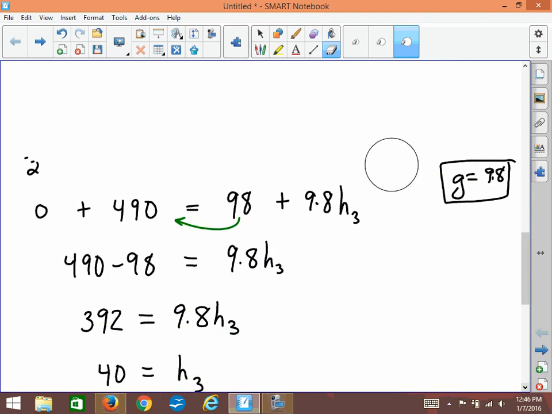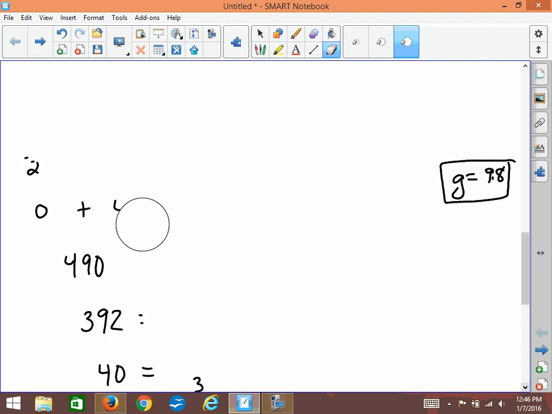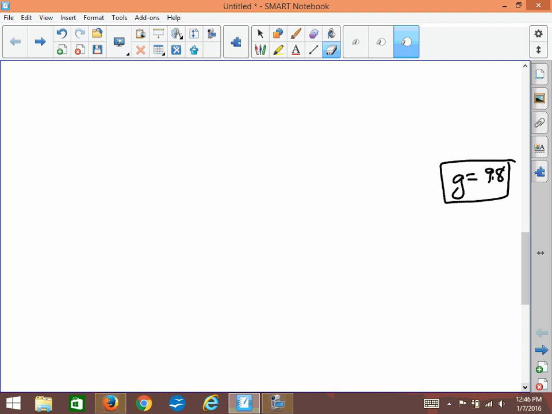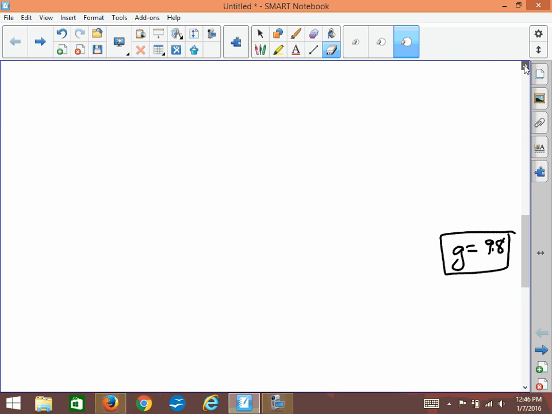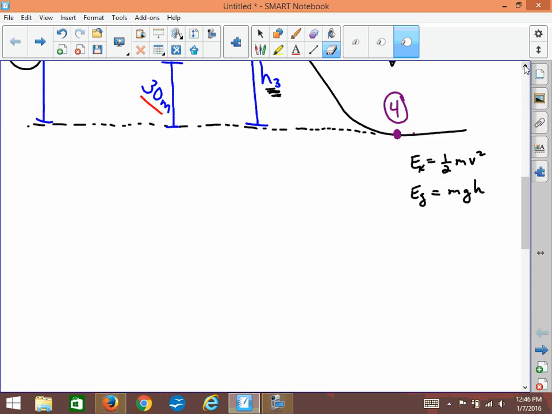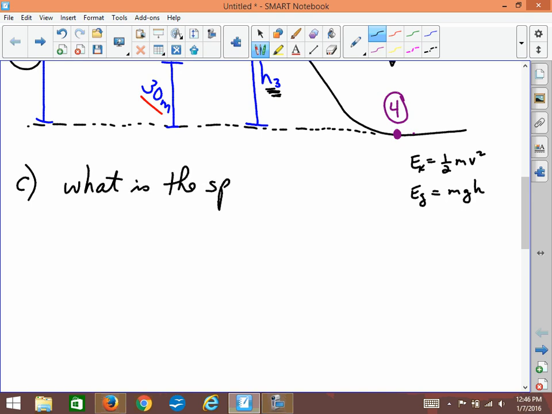We'll just erase all of it so that we don't get confused. There we go. All right. The beautiful thing is, for question C, I guess I better write it. What is the speed at position number 4?